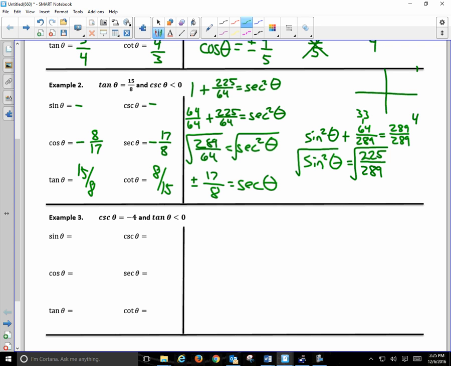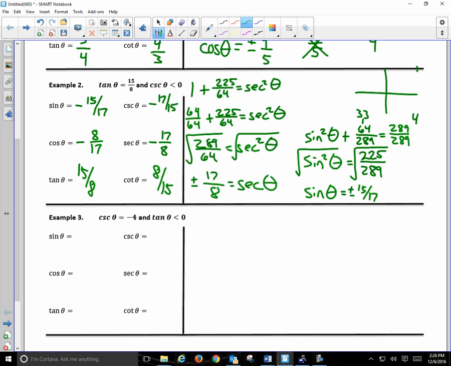Finally, I will square root. What's the square root of 225? 15. What's the square root of 289? And it's plus or minus. Do we decide if sine was going to be positive or negative? Negative, and so I choose the 15 over 17. So cosecant will be 17 over 15. Not easy, but still not horrible, right?